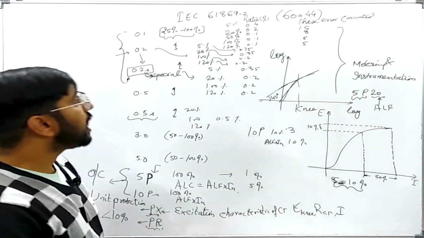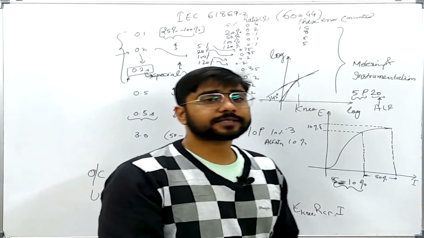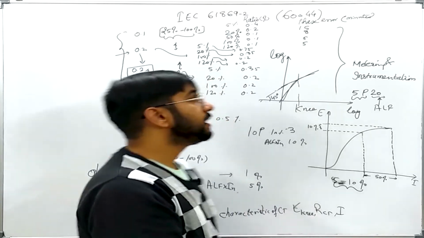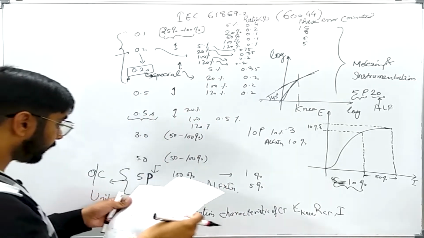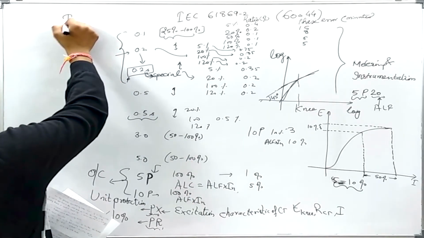Now we have seen how to classify the CTs according to IEC. Now in the next slide we will see how to classify the CTs according to IEEE. The relevant IEEE is C57.13.